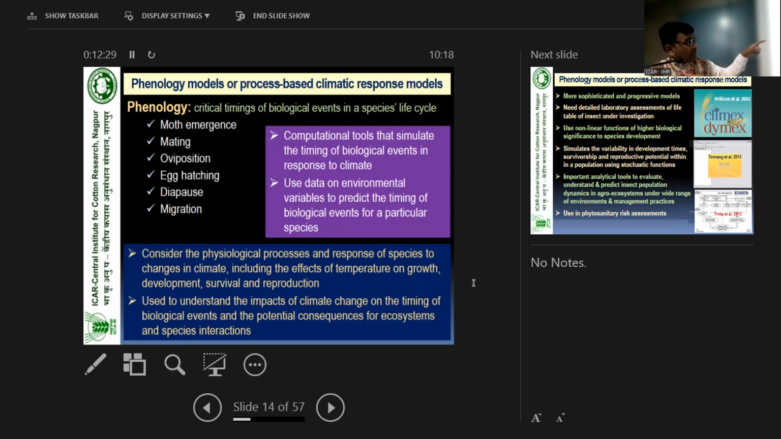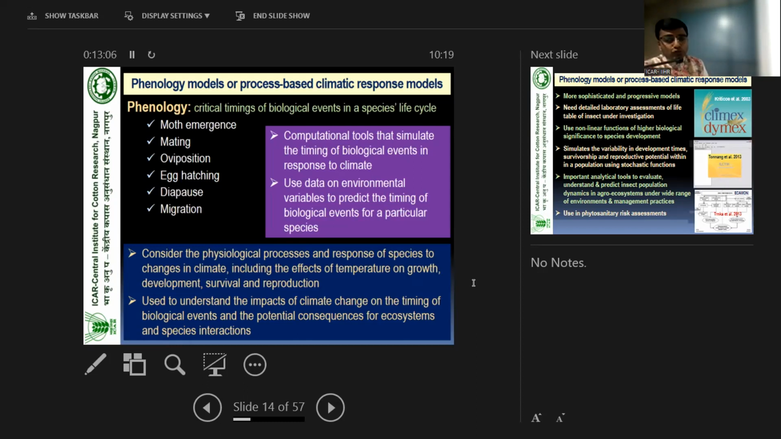Not only data, but detailed laboratory evaluations are required here, if you see. They consider the physiological processes and response of the species. Physiological processes, in the sense of rate of development, survival, and mortality in response to temperature, because of either activation or deactivation of the growth-regulating enzymes inside the body. Because metabolic processes inside the organism's body are altogether altered by either a rise or fall in temperature. That's why we say physiological processes, including the effects of temperature on growth, development, survival, and reproduction.